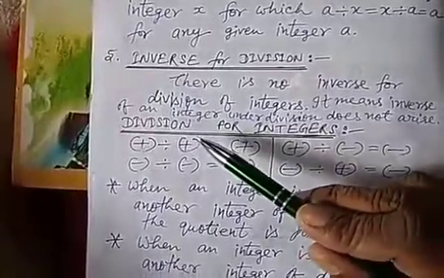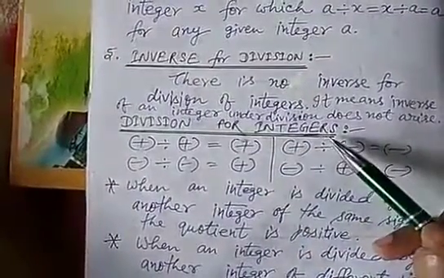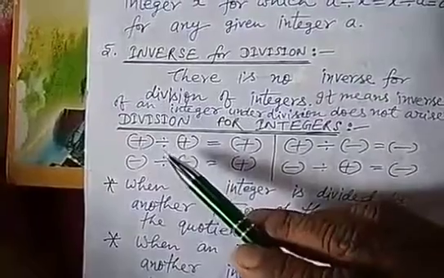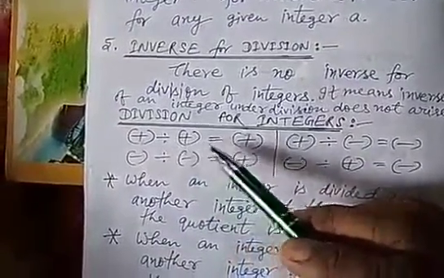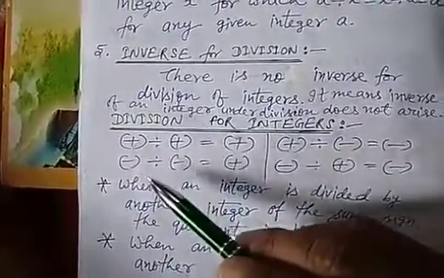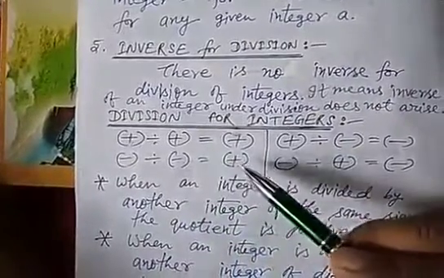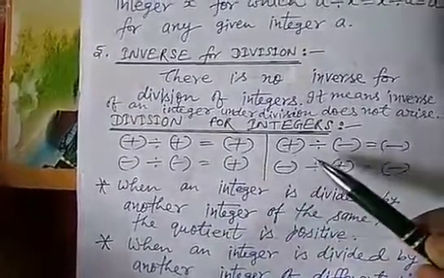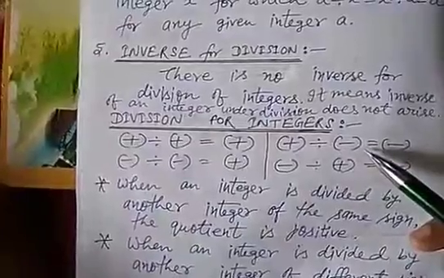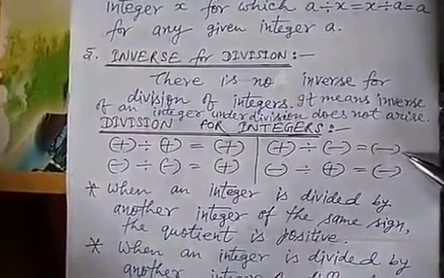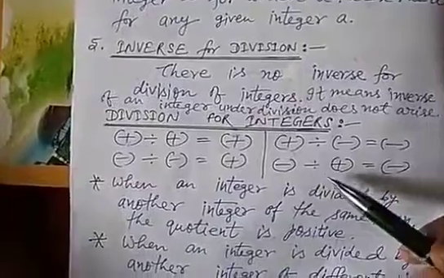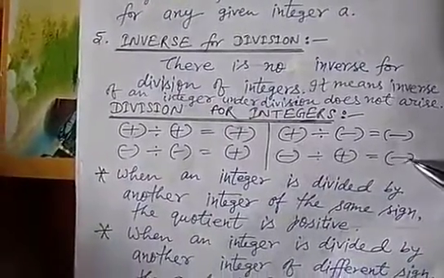Now, the general rules for division of integers are: plus divided by plus gives plus. Minus divided by minus gives plus. Now, plus divided by minus is equal to minus. Minus divided by plus is equal to minus.